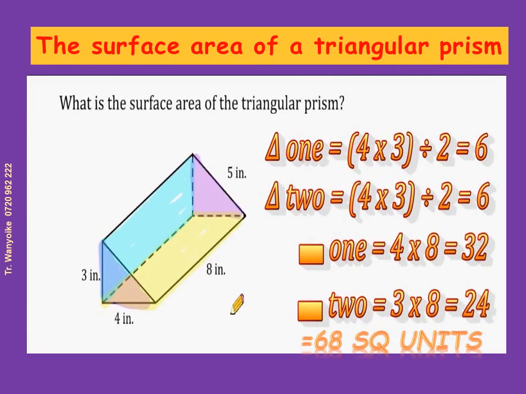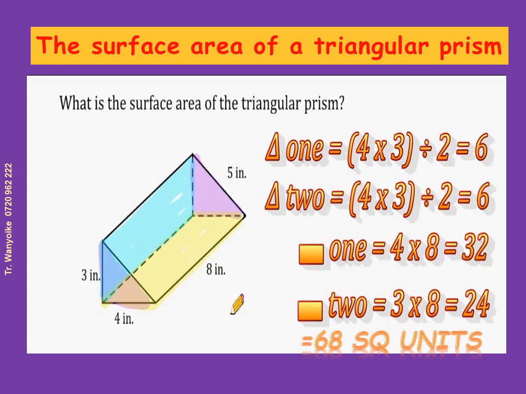Let us look at another prism, that is a triangular prism. So in the prism given below, what is the surface area? So we need to go step by step. Remember, you have two triangles where the base of the triangle is measuring 4 units. The height is 3 units. And then we have the length of the prism as 8 units.